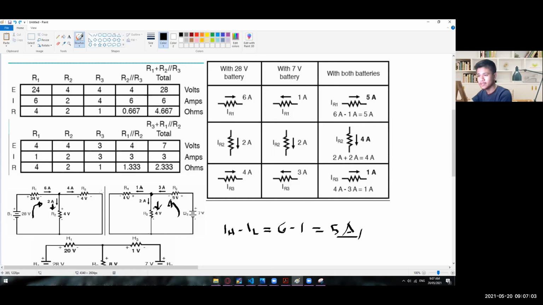But for R3, again, they have different flow of current. One is going on this side, and then another one is going in from here to there. So in here we have 4 amps for this left side, and then 3 amps for the right side. So 4 minus 3 is equal to 1 amp. Okay, so that's how we got those results.